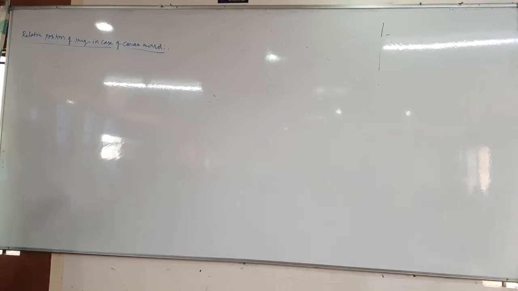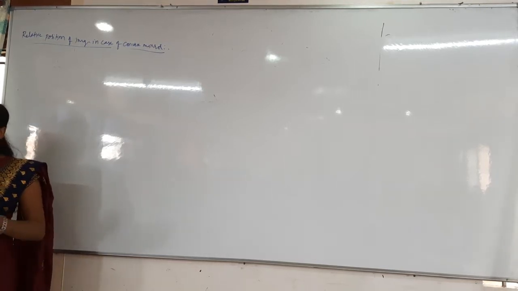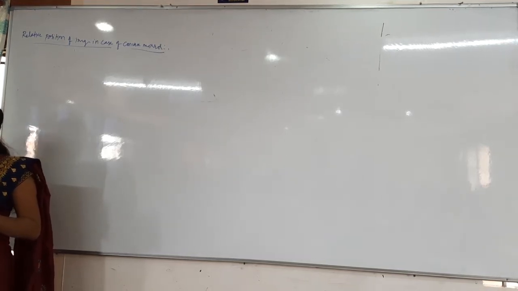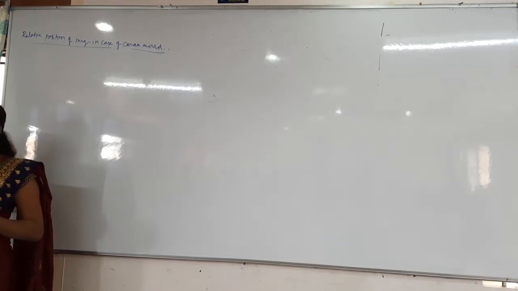Diverging mirror. Which surface is the reflecting surface? Outer surface. You might take any orientation, but the outer surface is the reflecting surface in the case of a convex mirror, whereas the concave mirror is known as a converging mirror. Why? Because after the reflection, the reflected rays will combine with each other or intersect with each other.